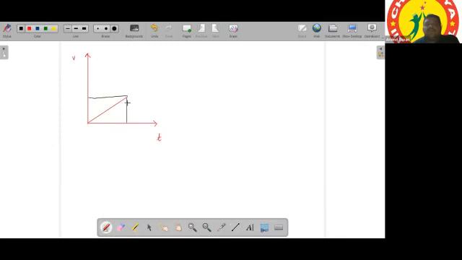See, this is your base, which is our time. Base is equal to the time. And this is velocity or height. The height of the triangle is equal to the velocity.